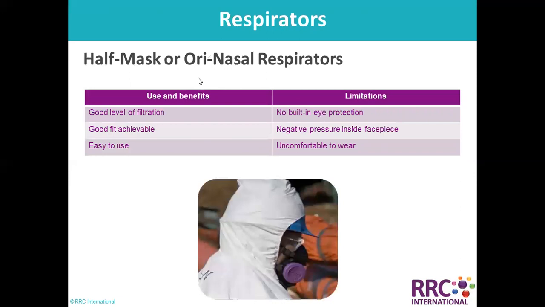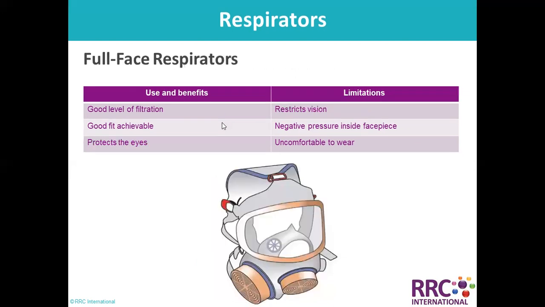Half mask or nasal respirators, again, have some benefits and limitations. Good filtration, fit is achievable and easy to use. These are benefits. And limitations mean no built-in eye protection and negative pressure inside the facepiece, or maybe uncomfortable to wear as well. That is why the fit test is so important.